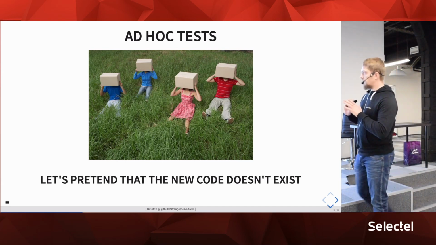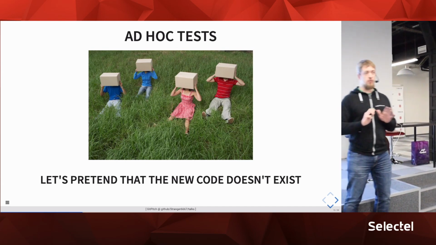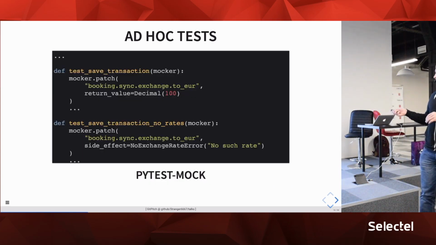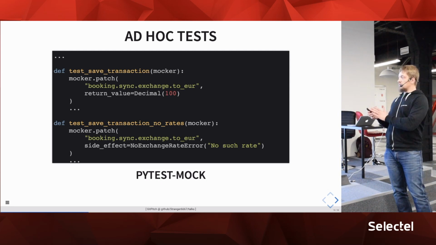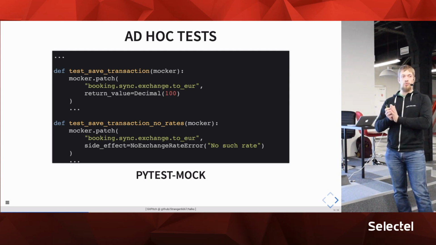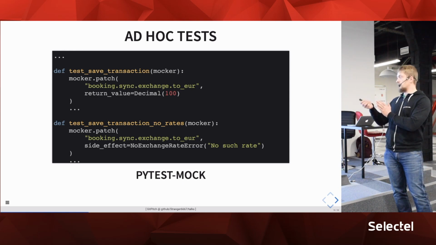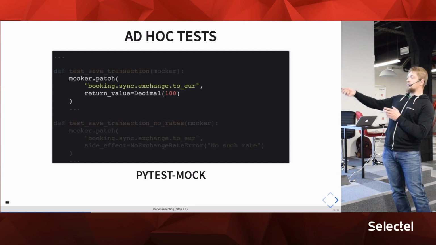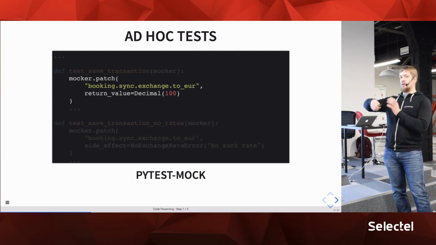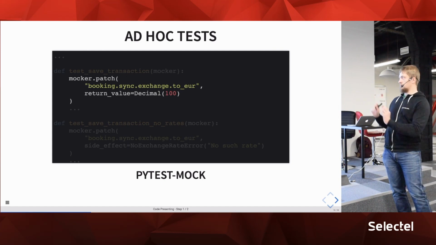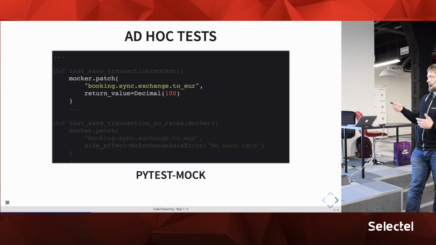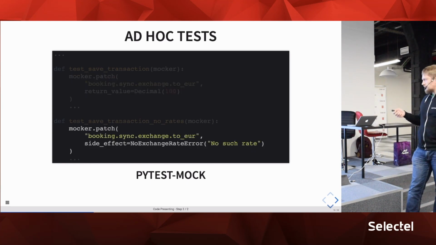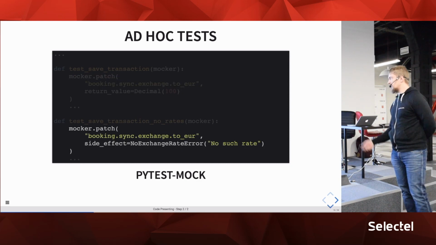Okay, so let's pretend that this new code does not exist just for a while. So our ad hoc test could look like this. We are just using the regular unittest mock module together with the pytest-mock plugin. So we are just replacing the output of the function with something that is static, just to have the other code tested. And for an error, it could look like this. So we use side effect.